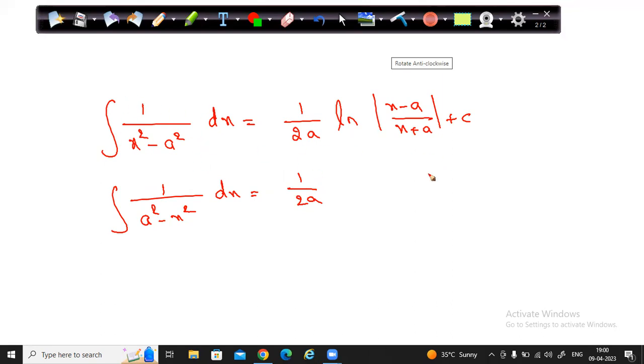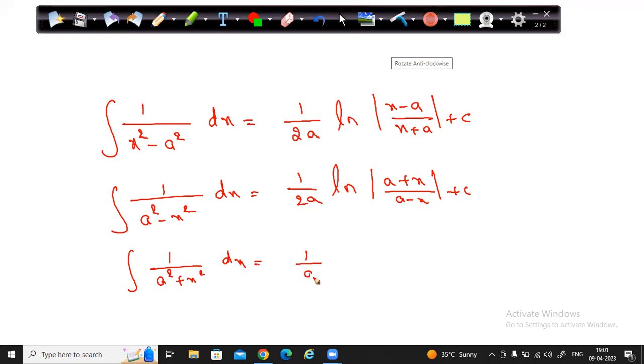Once you derive it, it's sufficient. The integral of 1 upon a square minus x square is 1 upon 2a ln mod a plus x upon a minus x plus c. We also have the integral of 1 upon a square plus x square, or x square plus a square, dx, which is 1 upon a tan inverse of x by a plus c.